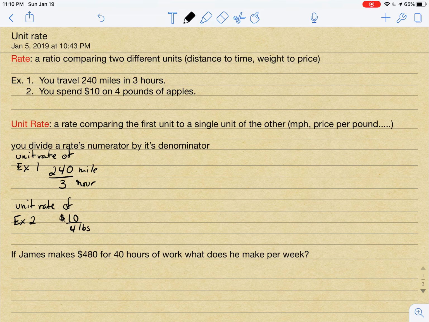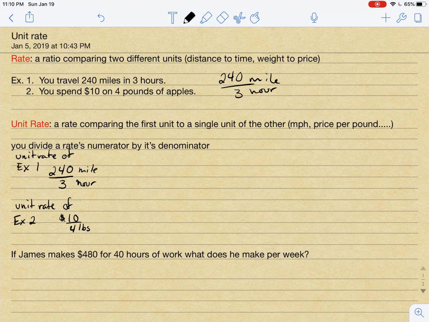So in this case, you travel 24 miles in 3 hours. So that would be 24 miles in 3 hours. So there's our ratio, but it's a rate because now we're comparing miles to hours.